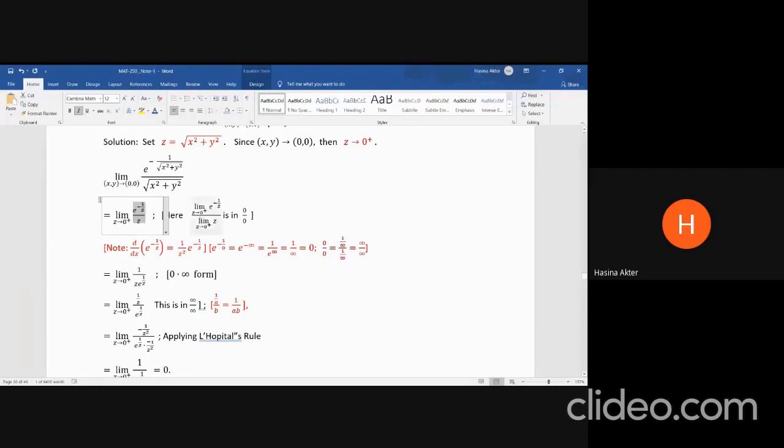For example, this is in 0 by 0 form. That means I can definitely apply L'Hopital. But look at the numerator. I have the fraction e to the power minus 1 over z as the numerator, and the denominator is z itself. So if I apply L'Hopital, it will be the derivative of the numerator divided by the derivative of the denominator.